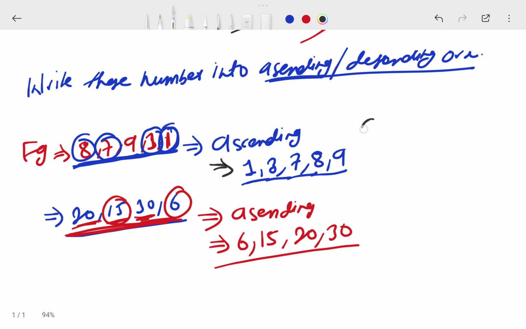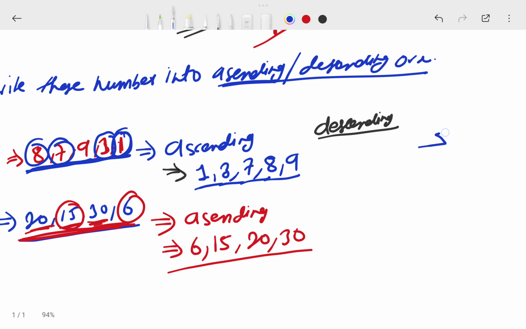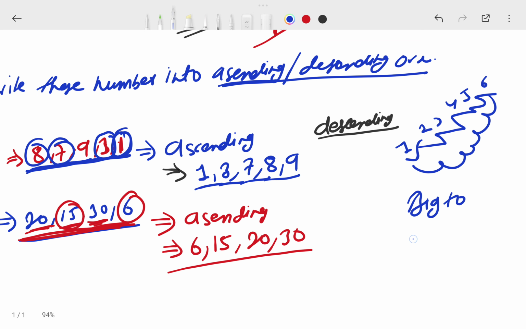Now we are going to talk about descending order. So in descending order, what will happen? We are going from the bigger number to the smaller number. Like 6 is there, 5, 4, 3, 2 and 1. So we are coming from the upper number to the smaller number, so that is called descending. Descending means when you are coming from a big to a small number. That is called descending.